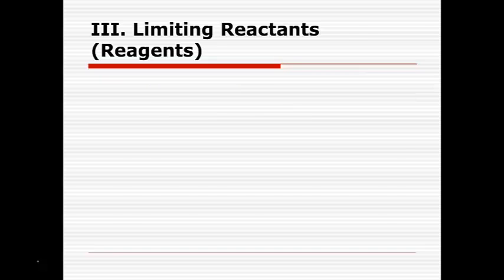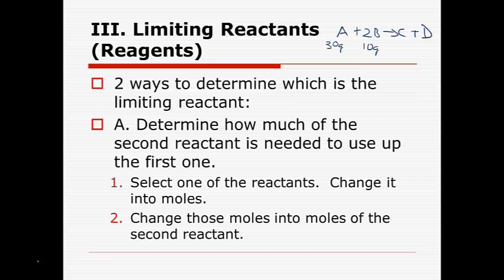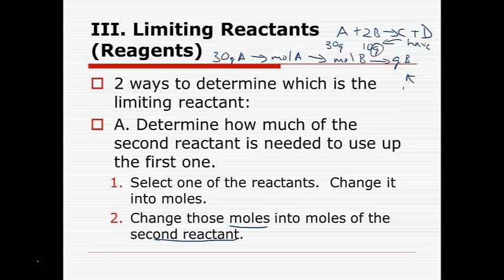So let's go back here and figure out what we're doing. Pick one of these. So let's take the 30 grams of A. Now I need to change it into moles of A. Then change it into moles of the second reactant, which means moles of B. Then change it into the units that you were given, which in this case is grams. So change it into grams of B. Now, this is the amount that you have. This is the amount that you need.